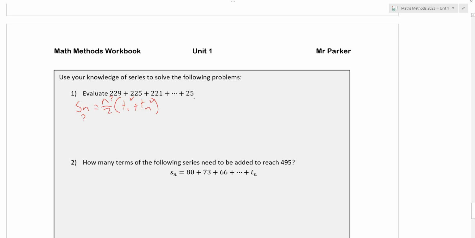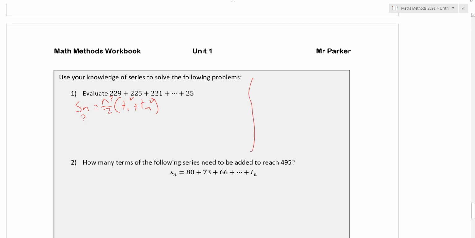25. The last term in this sequence is 25. For those of you that didn't hear me say it before, if you ever see in maths plus dot dot dot, that just means the pattern continues. Because we can see the pattern is -4, that means the pattern continues by -4 until it gets to 25, and we're done. So we just have to figure out n.